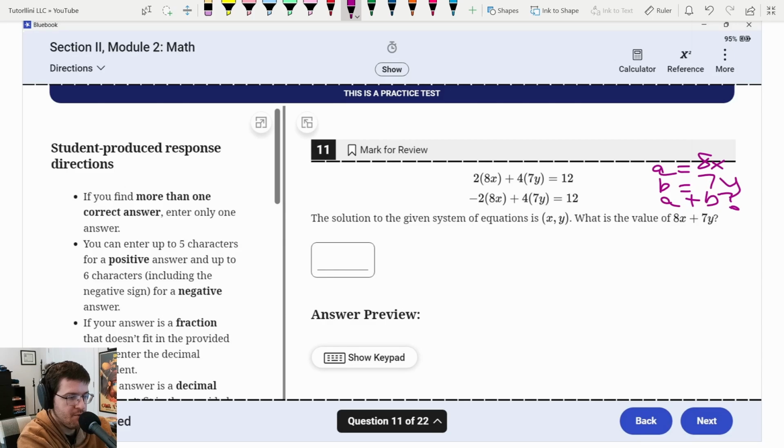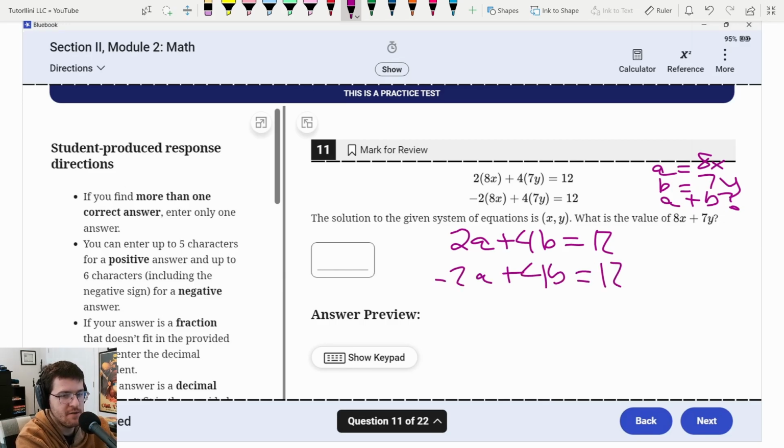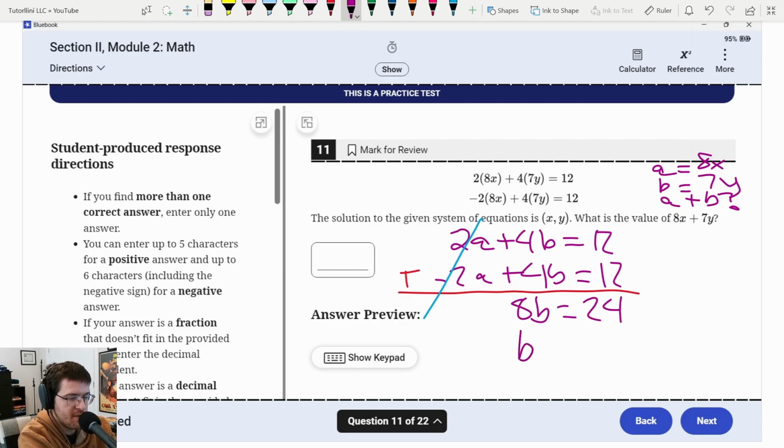So watch what happens. 2a plus 4b equals 12. And then negative 2a plus 4b equals 12. Okay, that's going to be way easier to tackle. And we want to find a plus b. So I'm noticing this is kind of setting me up for elimination. So why don't I just add the two equations? It's already perfect. I've got 2a and negative 2a. So those guys will go away. And I'll be left with 8b equals 24. Divide both sides by 8, and I get b equals 3.